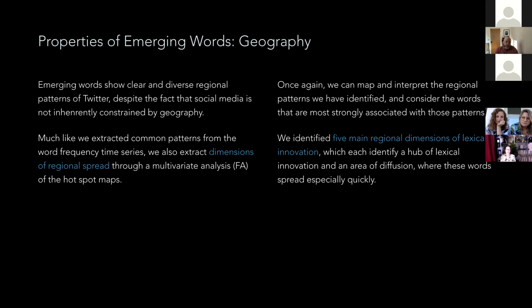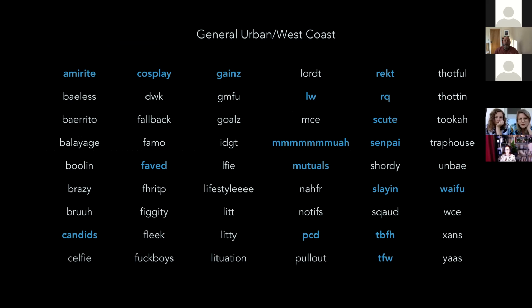And much like what we do with the time series, we can look for common patterns here. So the same idea, it's not 67,000 things now, it's just 54, but we put those into, in this case, a factor analysis, very similar to a PCA, just different studies at different times. And we can find common patterns here. We found 5 main common patterns. We call these the hubs of lexical innovation. So here's the first one.